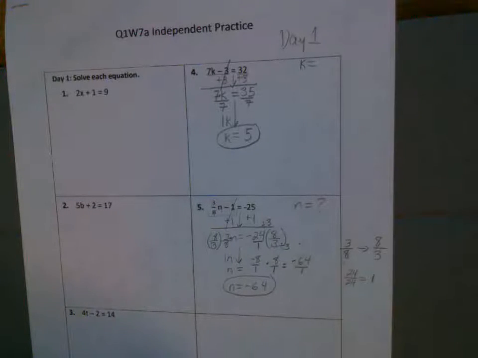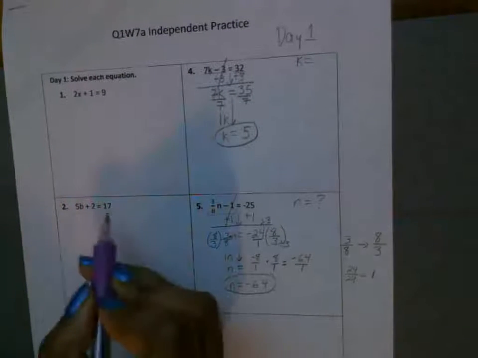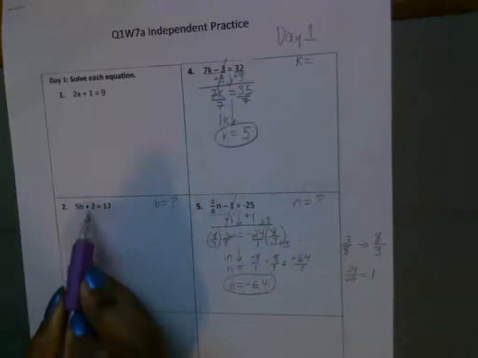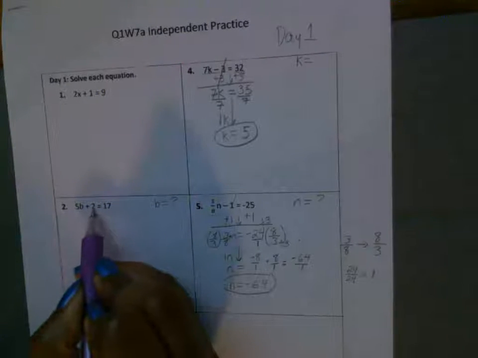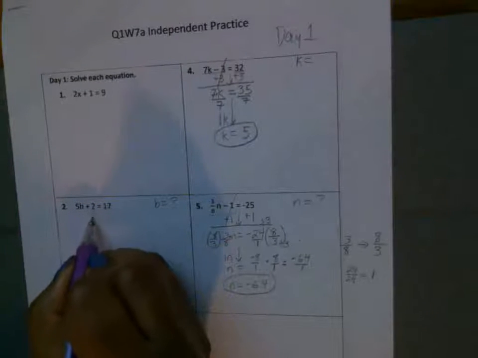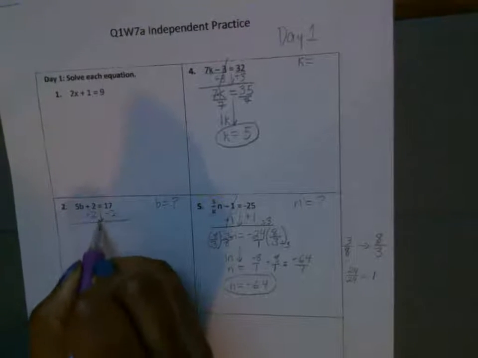I've already done 1, I'm going to do 2. Here, to get B by itself, we're solving for B. We got to get rid of the 2 first. Remember, anything that you can add or subtract to remove, do it first. This is a +2, so in order to move it, the inverse of adding is to subtract it. So we're going to subtract 2 from both sides of the equal sign.